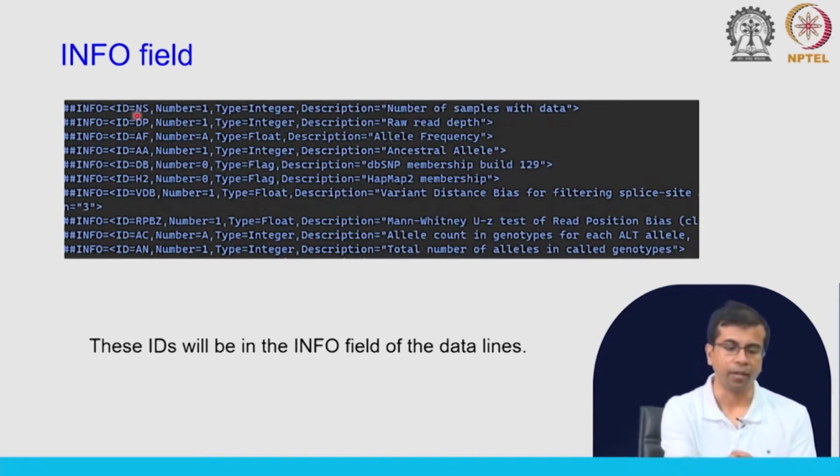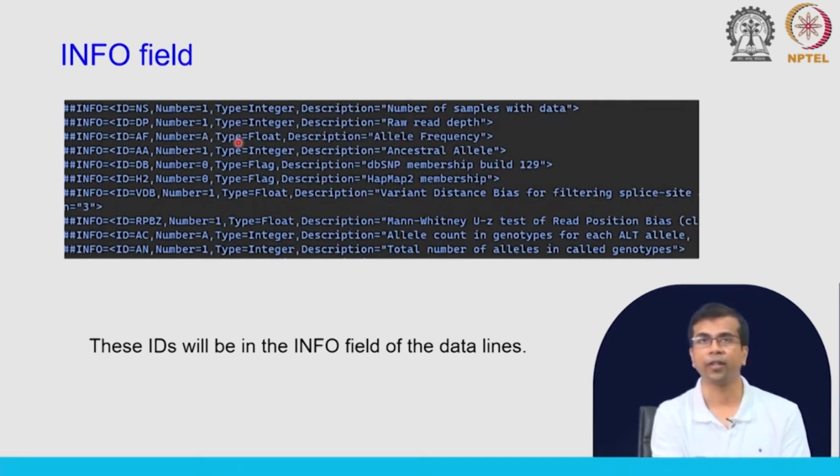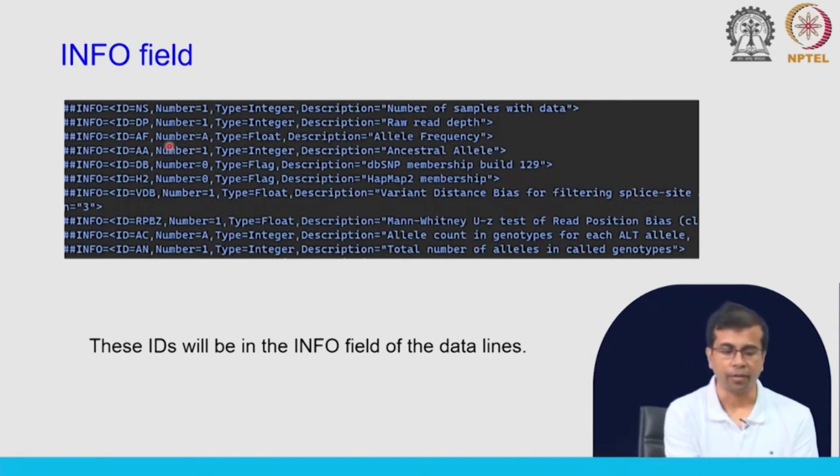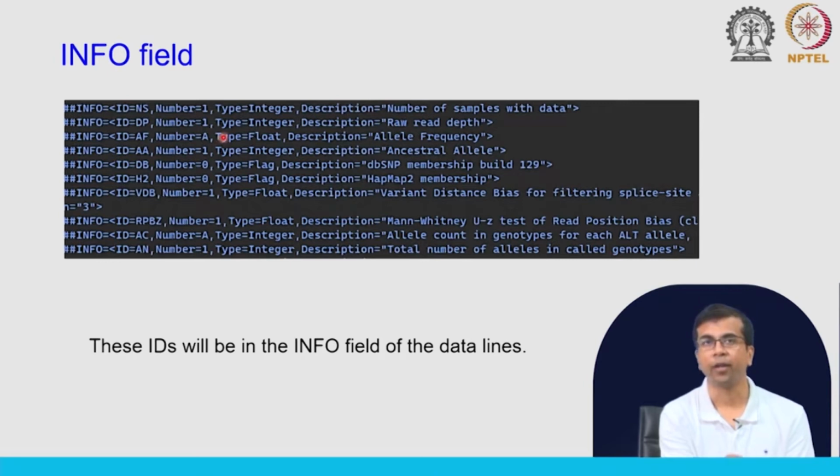Next, you have, for example, ID equals DP, number equals 1, type equals integer, again description is raw read depth. Here is one example, you can see this number equals A, capital A. So, this is one value per allele, type would be float, and this description is allele frequency. As you just mentioned, if you are specifying frequencies, then you will probably use this type of float value.